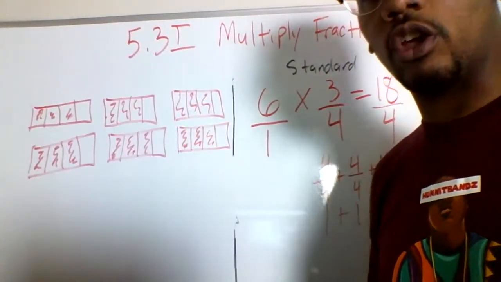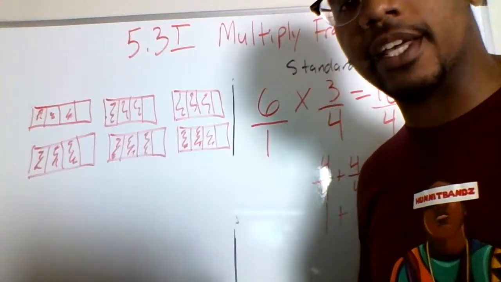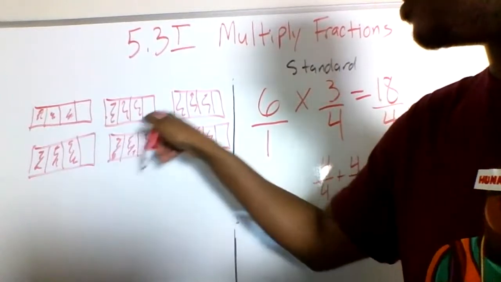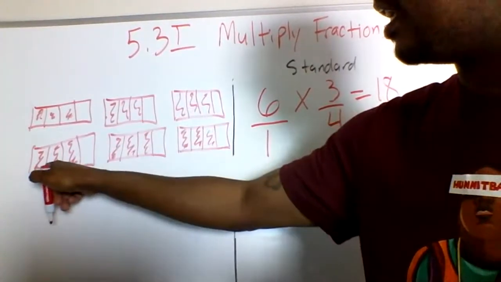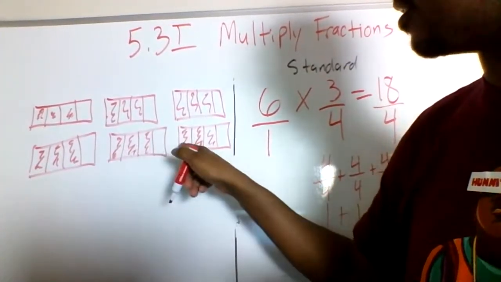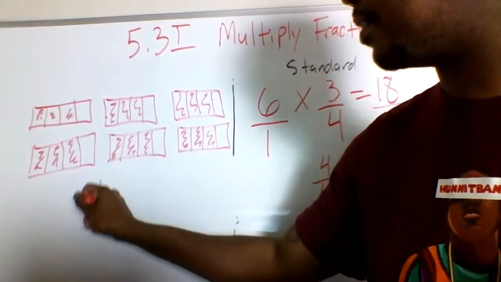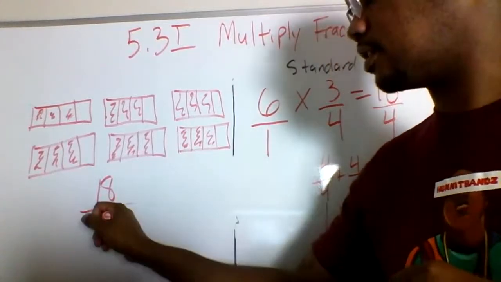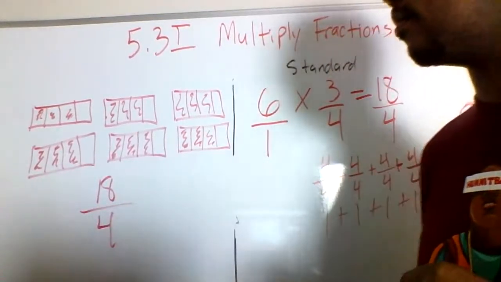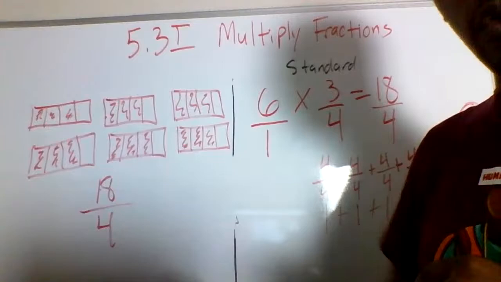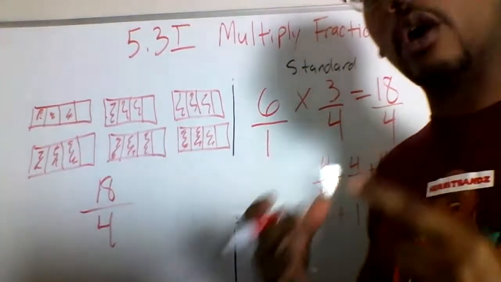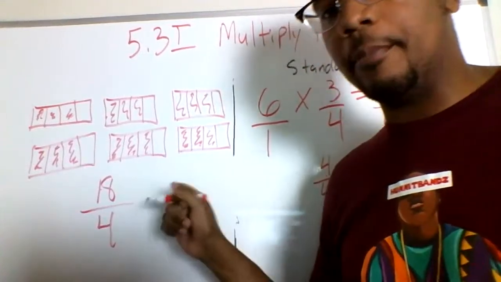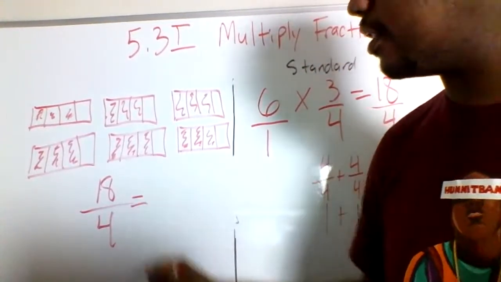All right. See, you don't have the answer right now because it's all spread out. You have 1, 2, 3, 4, 5, 6, 7, 8, 9, 10, 11, 12, 13, 14, 15, 16, 17, 18 shaded pieces. So 18 is the numerator. And each one is broken into 4 fourths. So you have 18 fourths. But you don't see the real answer because it's all spread out. So in picture form, you got to do another step.